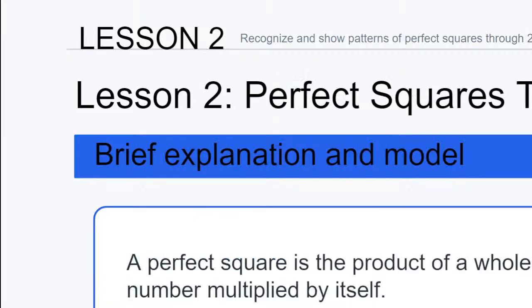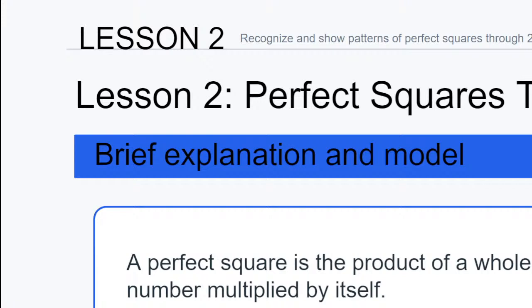Okay, this is a brief explanation. Perfect square is a product of a whole number multiplied by itself. Square arrays have the same number of rows and columns. Examples: 1, 4, 9, 16, 25, 40 are perfect squares. Remember, n squared means n times n.